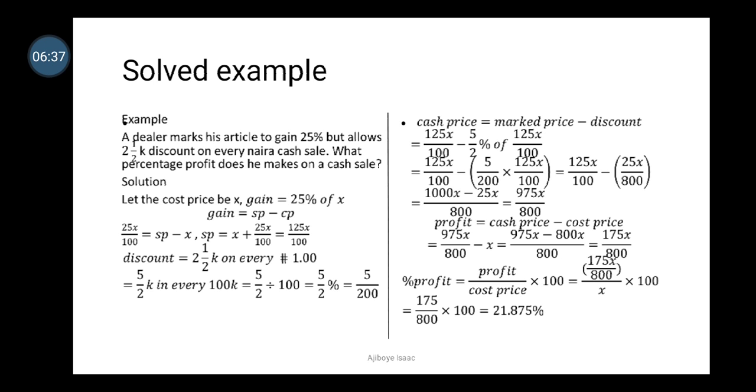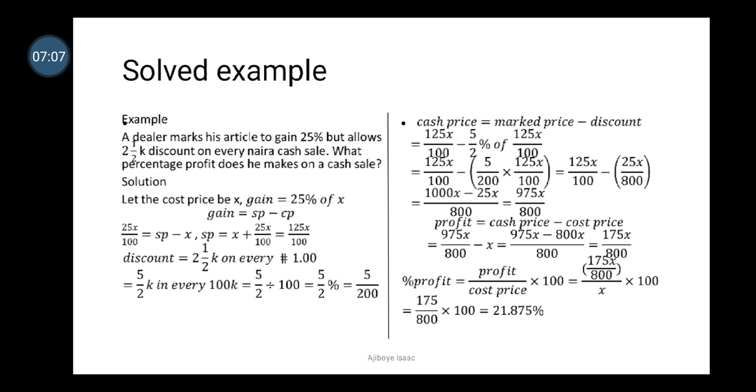So the selling price is equal to the cost price plus 25% of X, which is 25X over 100. All I just did there is to take X to the other side. So the selling price, the X will now become positive. So our selling price will be equal to X plus 25X over 100. And when you do the addition of those two fractions, it will give us 125X over 100.